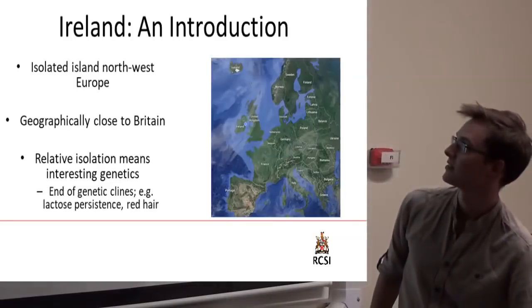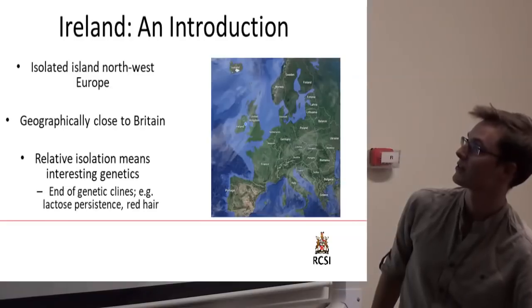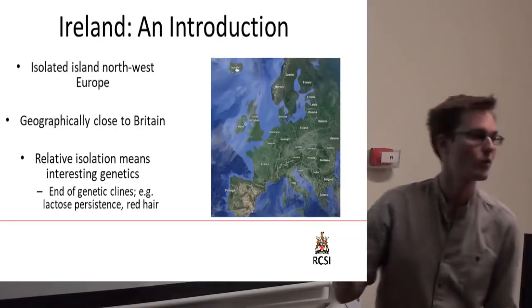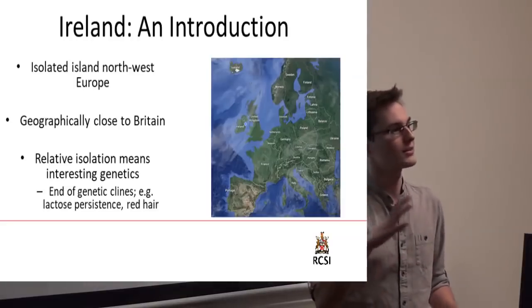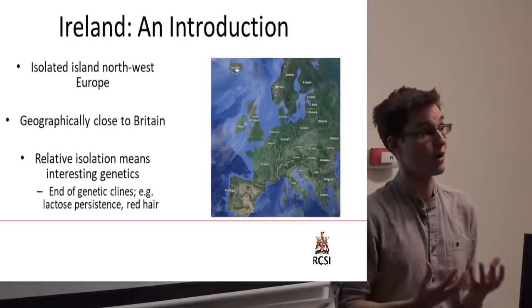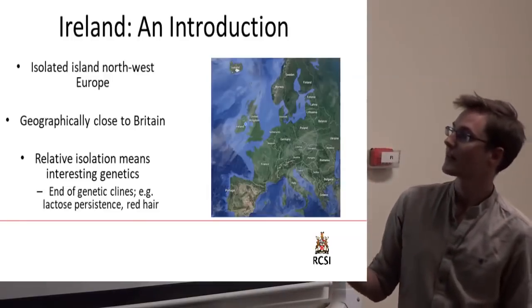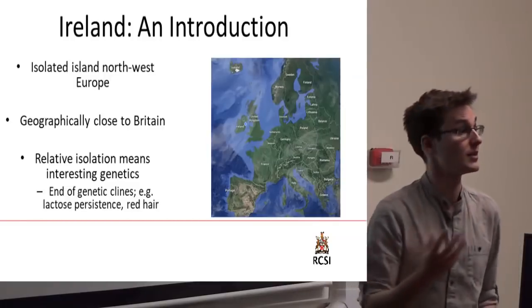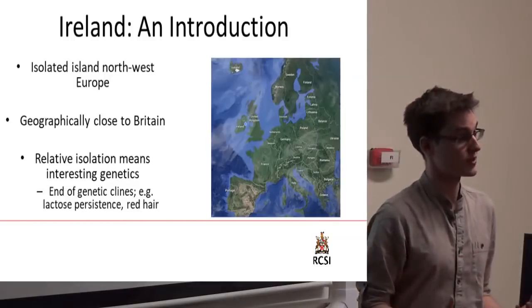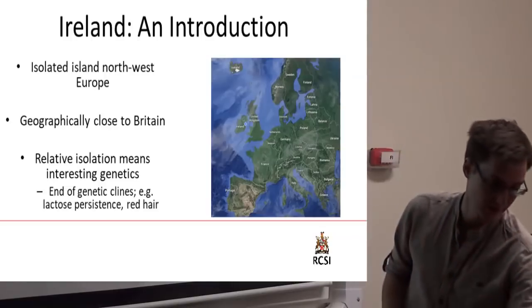But to get to Ireland, you usually have to either take a sea route up here, go through Britain, then to Scotland, and then do a small hop across the Irish Sea to Ireland. And therefore, relatively speaking, Ireland's quite isolated from Europe. So it's kind of like a reservoir of ancestry. And despite being geographically close to Britain, you might expect it to be distinct from Britain, because there has been a level of isolation between Britain and Ireland historically.